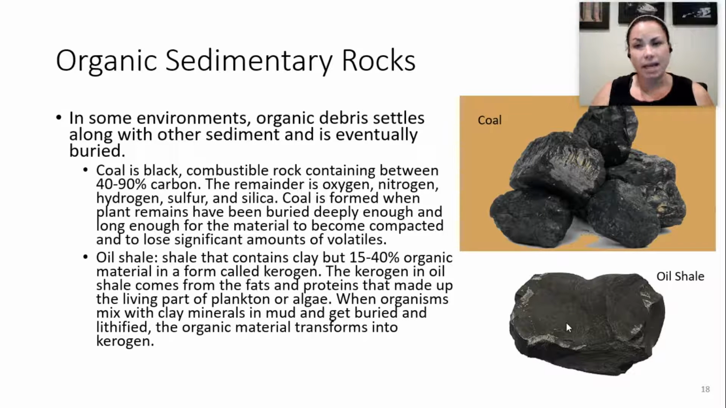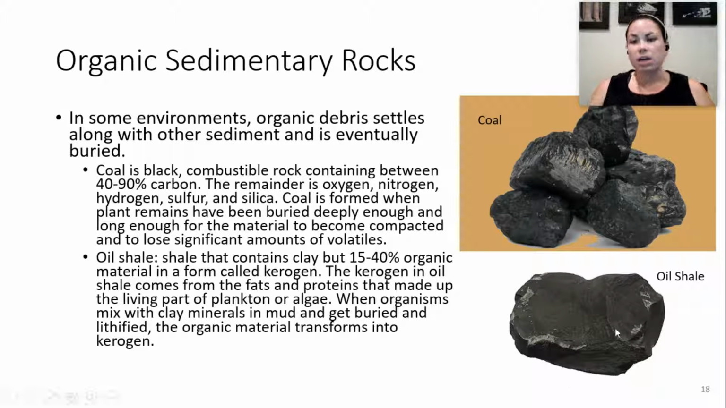Okay, so let's talk about organic sedimentary rocks. In some environments, organic debris settles along with other sediment, and it's eventually buried. So here's a picture of coal, and coal is black combustible rock that contains between 40 to 90% carbon, and the remainder is oxygen, nitrogen, hydrogen, sulfur, and silica. And coal is formed when plant remains, like swamps or trees or anything like that, have been buried deeply enough and long enough that the material becomes compacted, and it can lose a large amount of its volatiles. So it has those combustible qualities, those volatiles like gases.